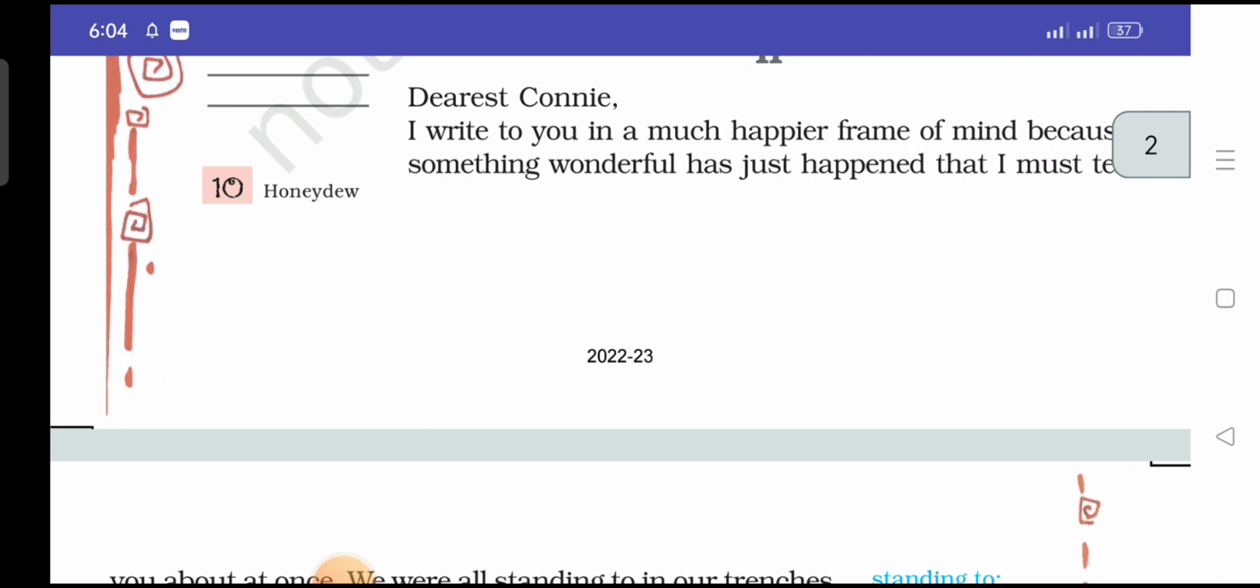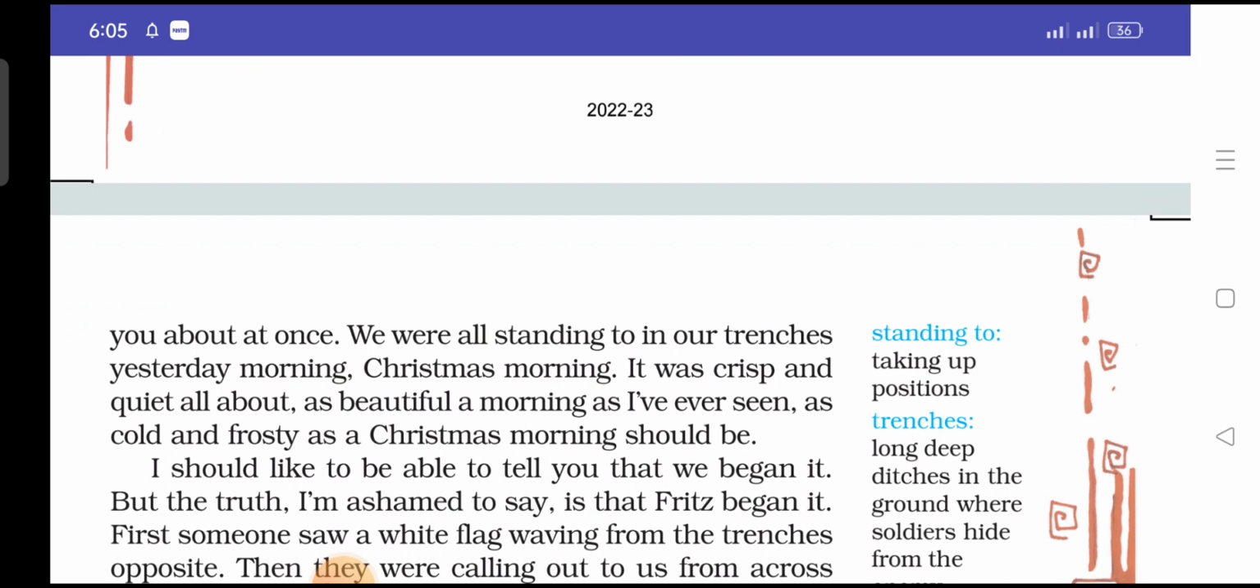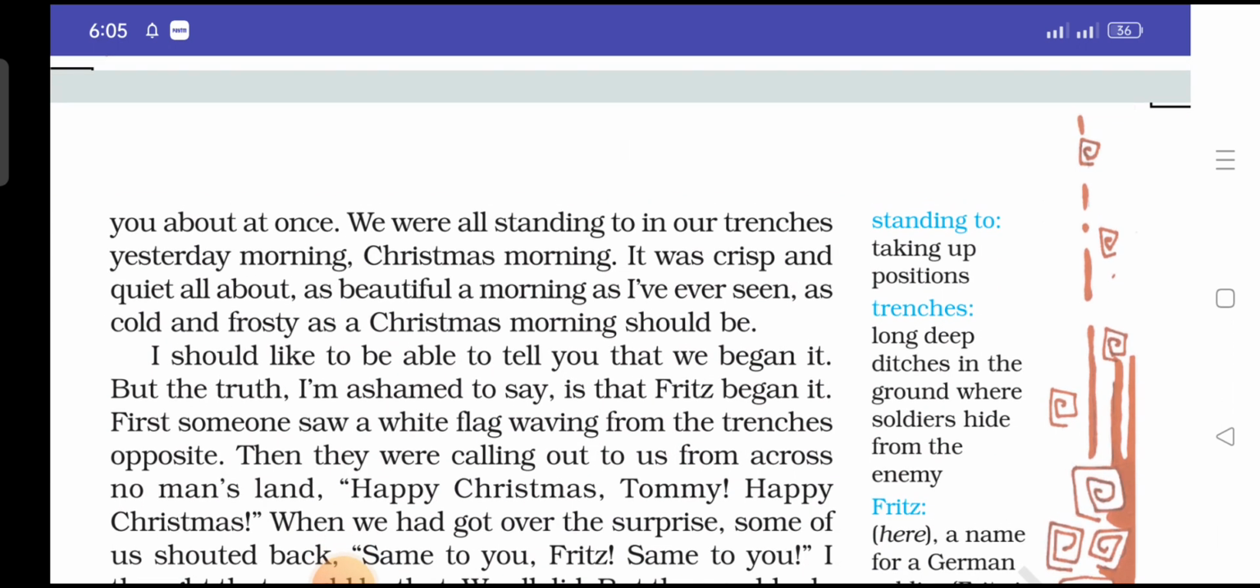Okay, I write to you in a much happier frame of mind because something wonderful has just happened that I must tell you about at once. We were all standing to in our trenches. Trenches. What are trenches, dear children? Do you have any idea about trenches? Trenches are the places where your soldiers hide.